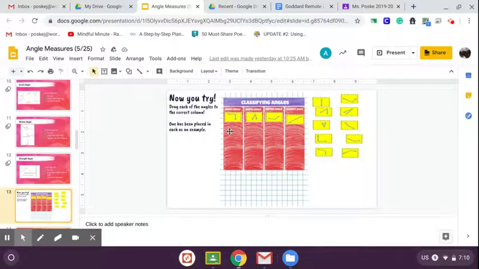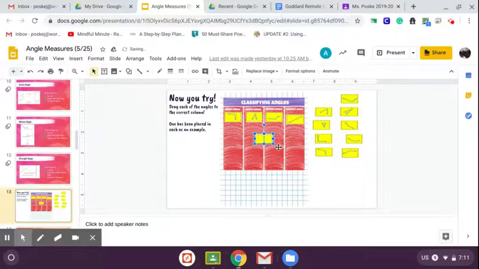So by looking at what these look like, you're going to go to each one of these boxes. Does this angle look right, acute, obtuse, or straight? If you think it looks right, you're going to put it in the right column. If you think it looks acute, you're going to put it in the acute column. If you think it looks obtuse, you're going to put it in the obtuse column. And if you think it is straight, you're going to put it in the straight column.